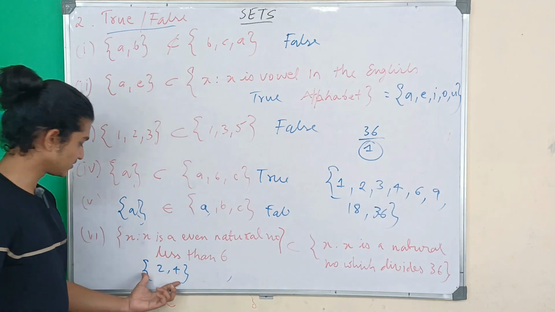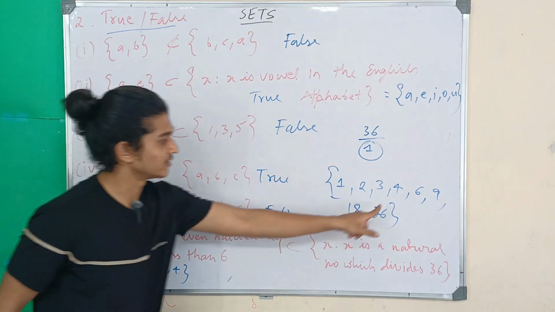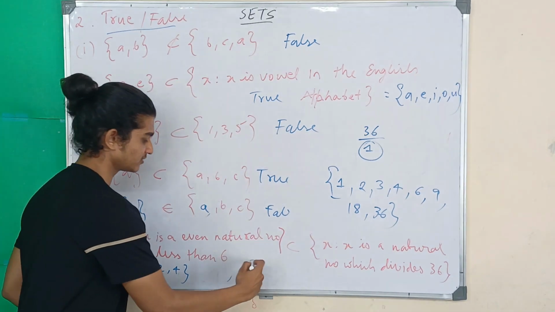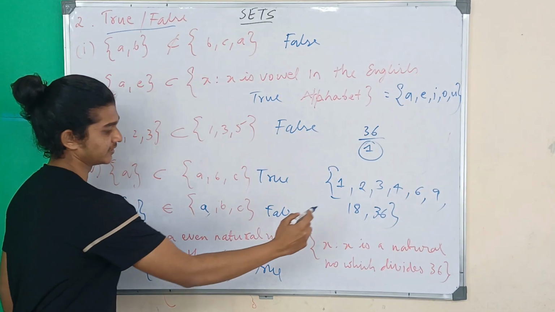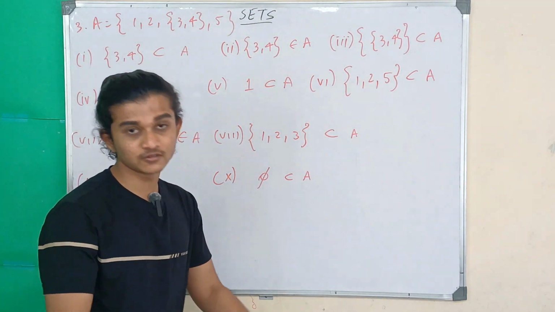So we have to check whether this set is there inside that. So 2 is there, yes. 4 is there, yes. So this statement is true. This is a subset of that. So now let us try to solve the third one.